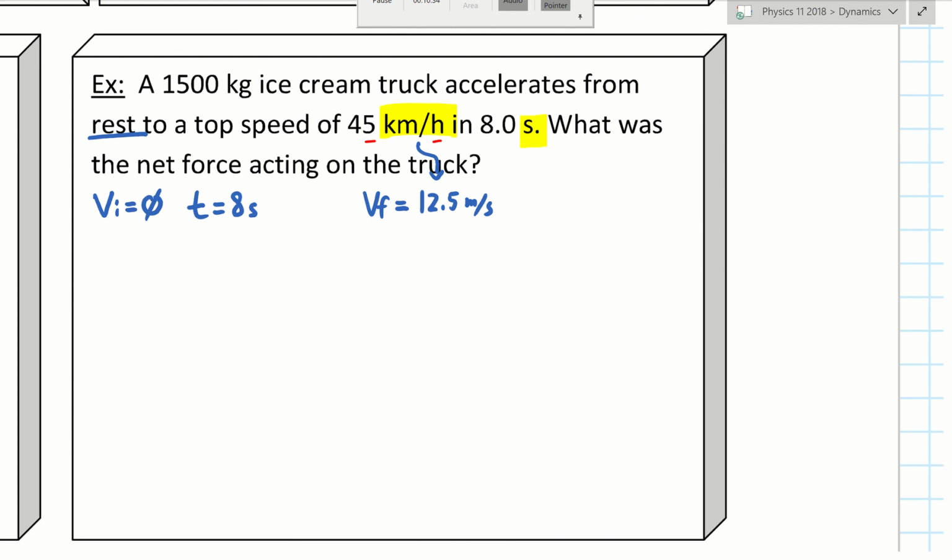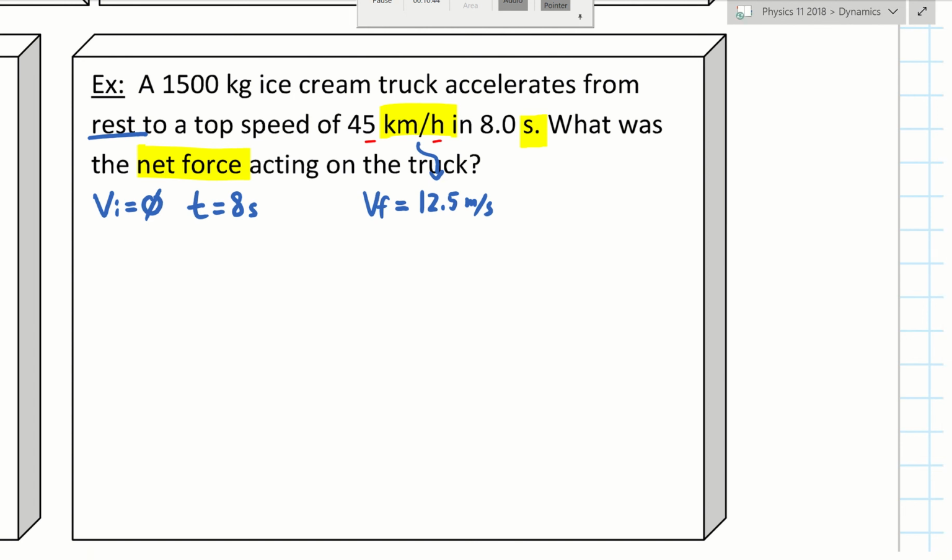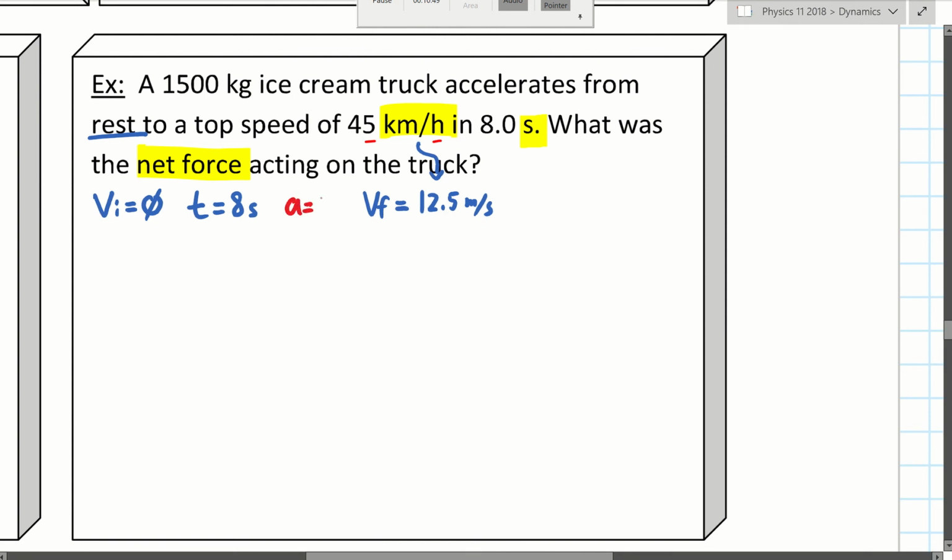What is the question looking for? What is the net force? Now, the question wants us to find net force, but we are writing a whole bunch of speed, initial speed, final speed, and time. We're not doing any forces. What we're trying to do in here is find acceleration.